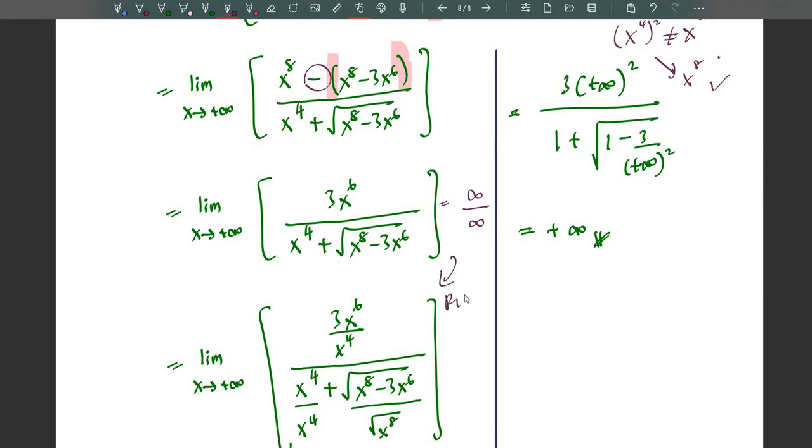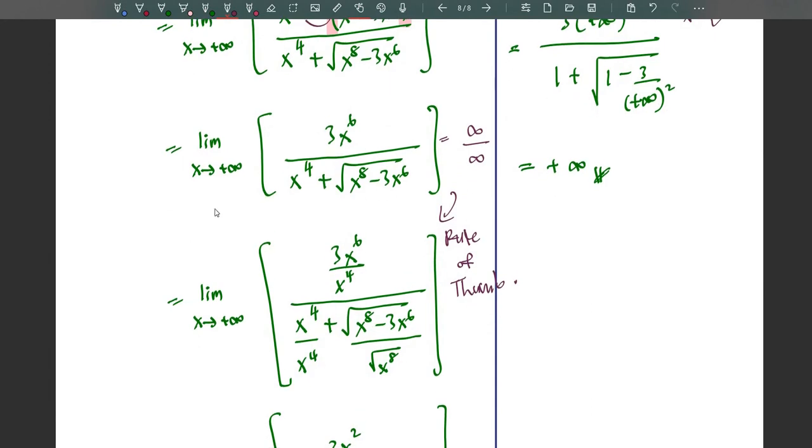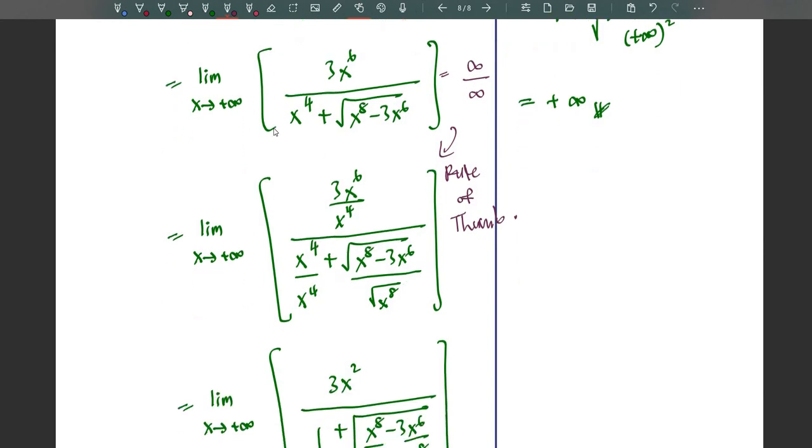And here we apply the rule of thumb again, because we need to solve this question. So it does not end here. You still need to continue. The highest power in the denominator is x power of 4, so every term needs to be divided by x power of 4, including this part in the radical.